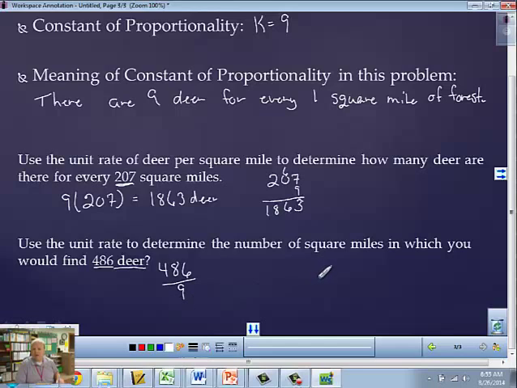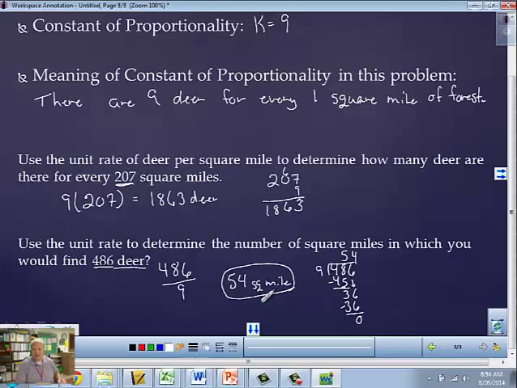Okay. Well, let's divide that out. 486 divided by 9. 9 doesn't go into 4, but does it go into 48? It does. It goes in there 5 times. 5 times 9 is 45. 48 minus 45 is 3. I bring down my 6. 9 goes into 36 4 times. 36 minus 36 is 0. So there are 54 square miles I would expect to find 486 deer.